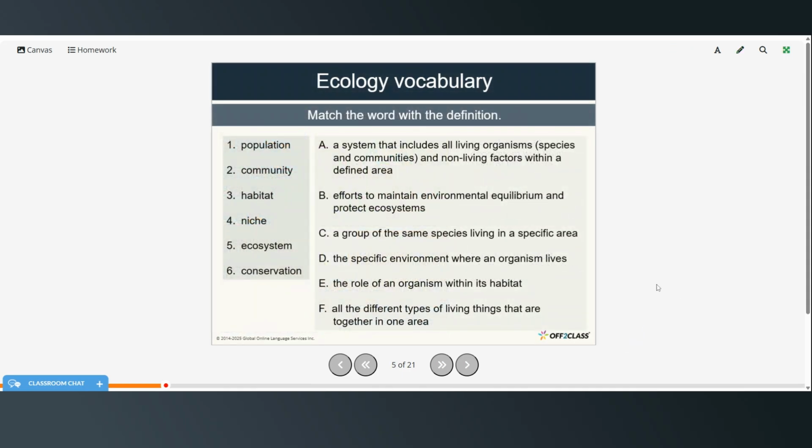All right, so now you're going to match the vocabulary words with their definitions. Again, you can pause the video, try this on your own, and then restart when you're ready to check your answers.